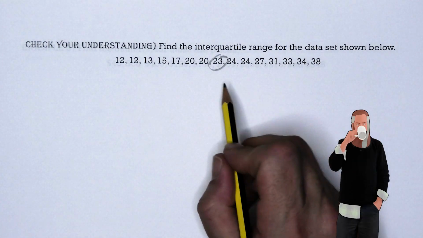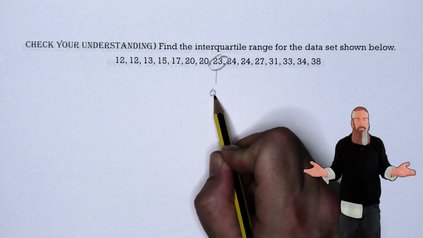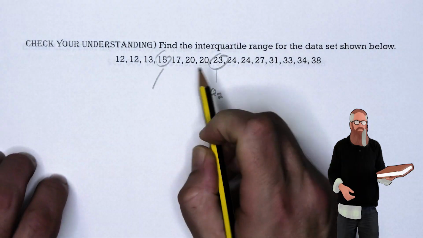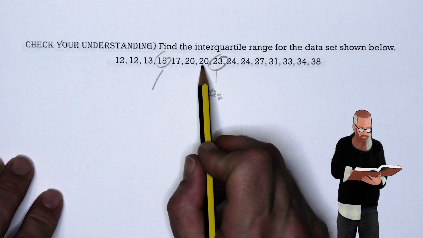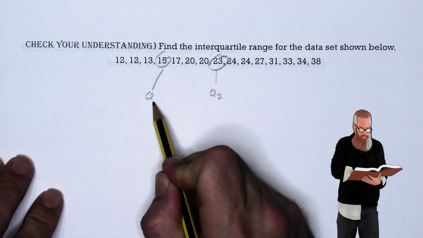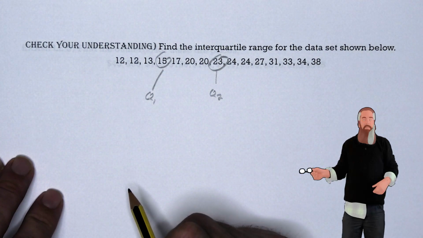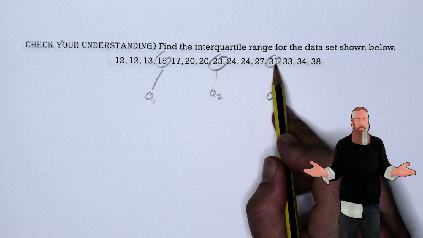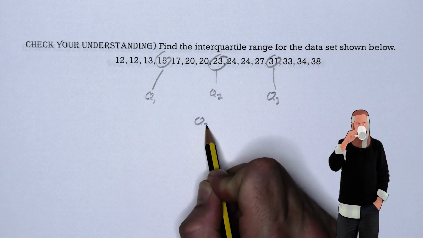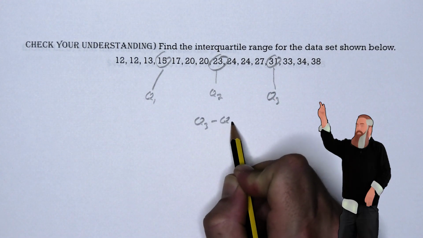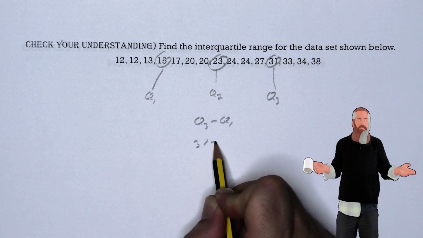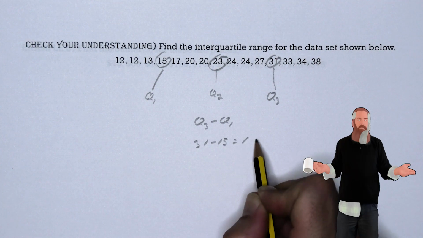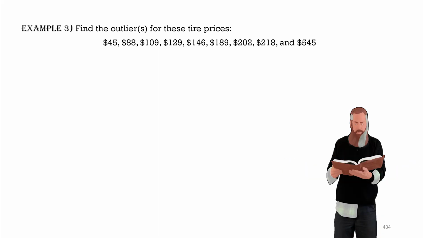Now let's check our understanding and find the interquartile range for this data set. The first thing we're going to do is find the second quartile, which is 23. The first quartile is the middle of the bottom half, so that's going to give us 15. The third quartile is the middle of the top half, or 31. To find the interquartile range, we're going to do Q3 minus Q1, or 31 minus 15, which will be 16. Can we find the outlier for these tire prices?